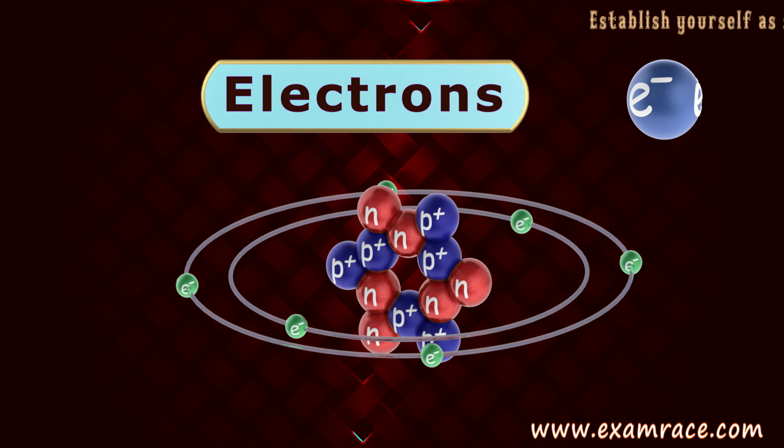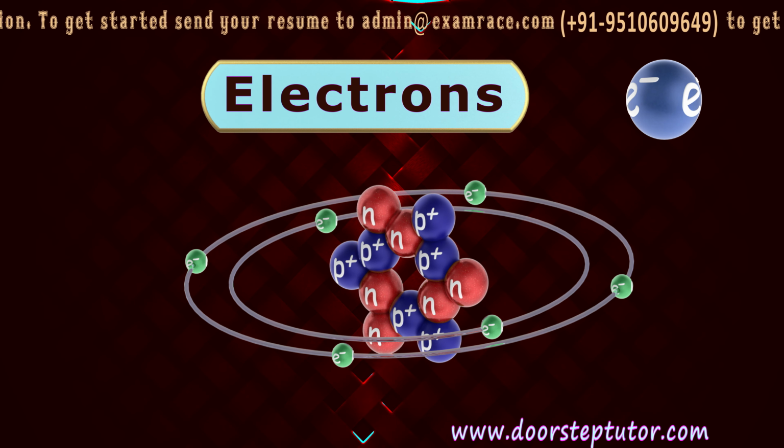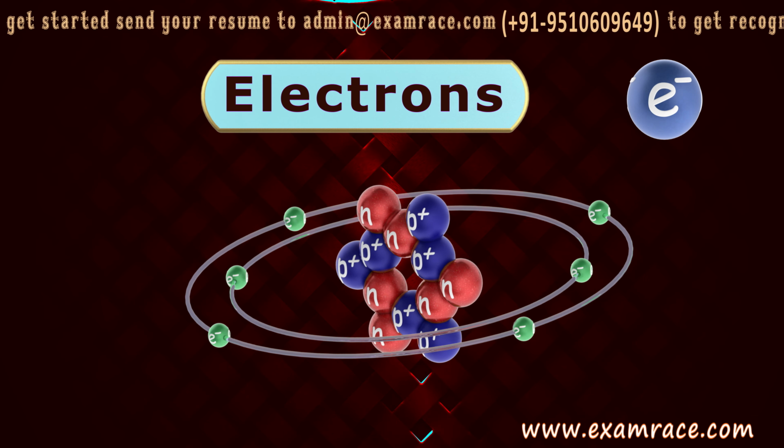Now in the middle you can see some red and blue balls. These red and blue balls in combined form are called the nucleus. What is the nucleus? The nucleus is the core of any atom. These blue balls are the protons and these red balls are neutrons. You can also see a plus sign on the blue balls. This plus sign shows the positive nature of protons. Protons are positively charged.